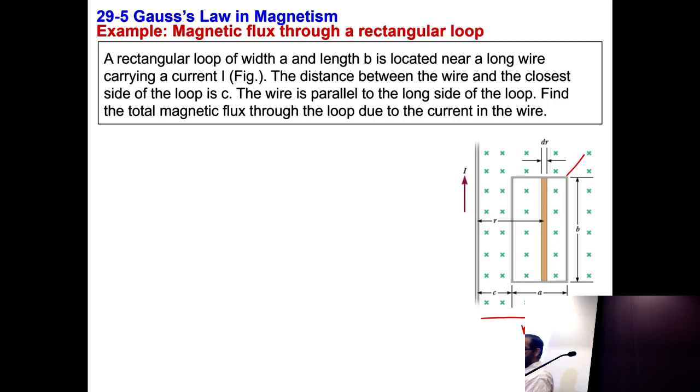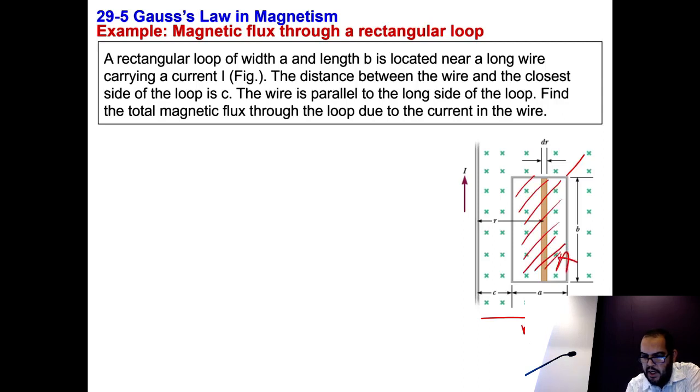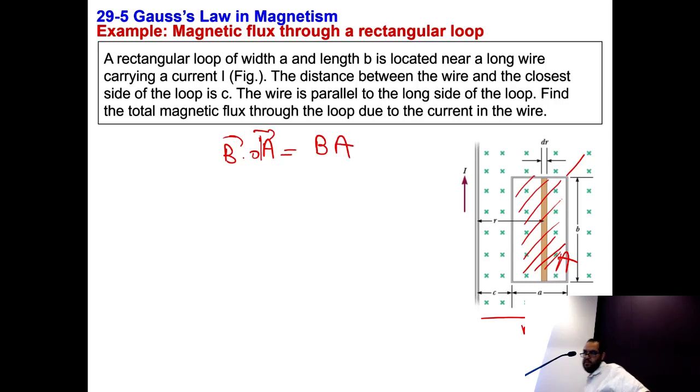This is not a closed surface, it is an open area. Why can I not just use the flux? Let's assume this area is A. B is perpendicular to A, so if I do B dotted with the area vector A, it's going to be BA. Why can I not just say BA?